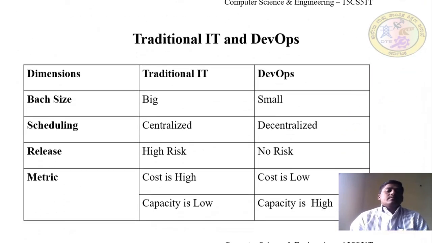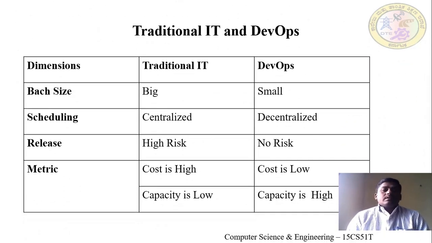Now we will see some of the features of DevOps compared to traditional IT, or the differences between traditional IT and DevOps. I mentioned some of the dimensions: batch size, scheduling, release, metrics. Batch size, or team size, is very big in traditional IT systems. In DevOps, the batch size is very small. So many more people are working in traditional IT compared to DevOps.